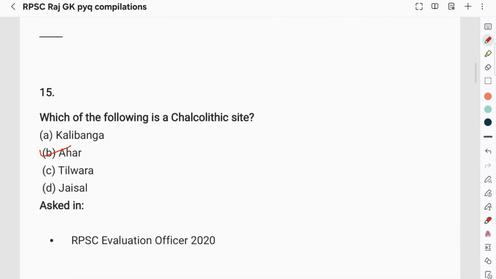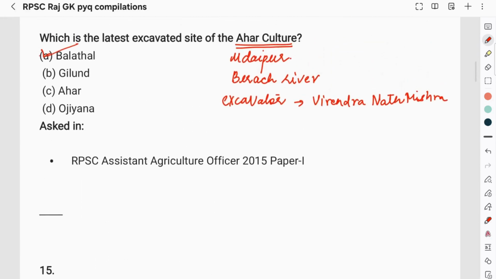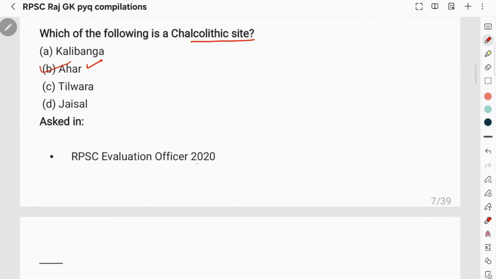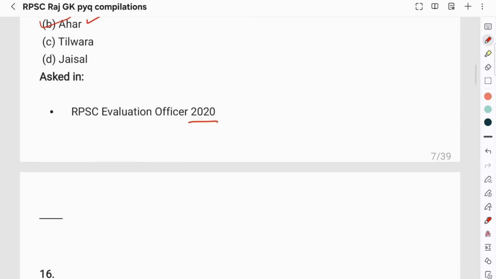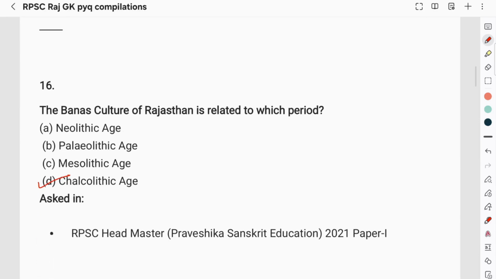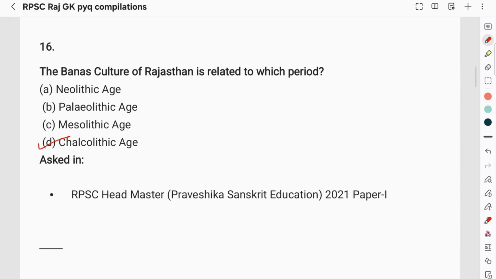Now moving to the next question, again a simple question for our revision. Which among the following is a Chalcolithic site: Kalibanga, Ahad, Tilwara and Jaisal? Now we know that it is Ahad, and I hope you are making the pointers for Ahad. This question was asked in 2015, then in 2020, and in the previous series also we have discussed many questions centered on Ahad. So I request you all to prepare a note for different cultures, their features, their evidences, and most importantly the excavators.